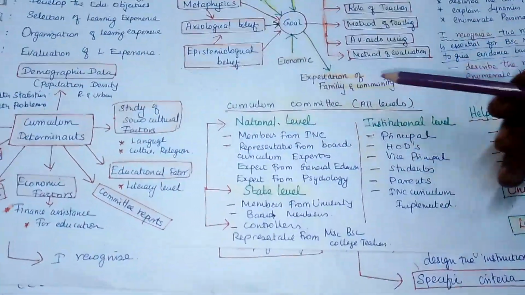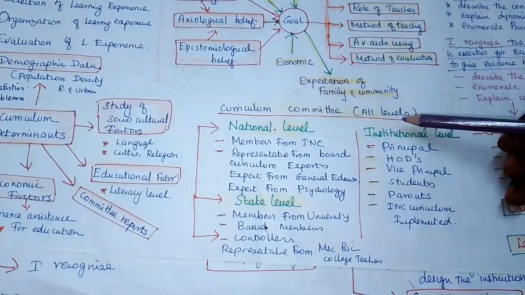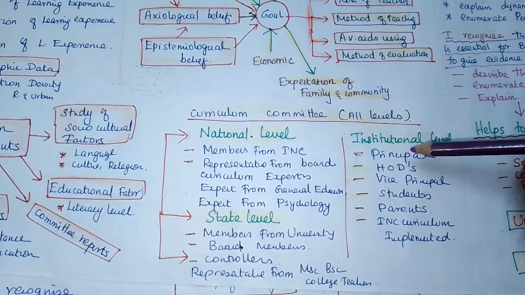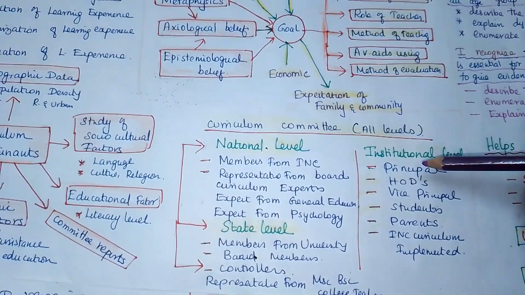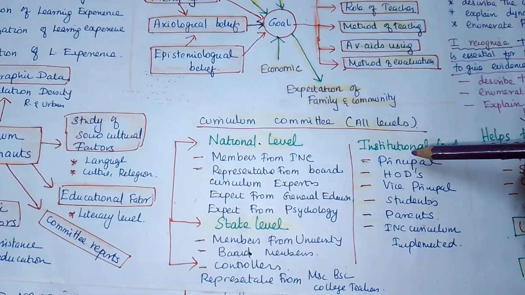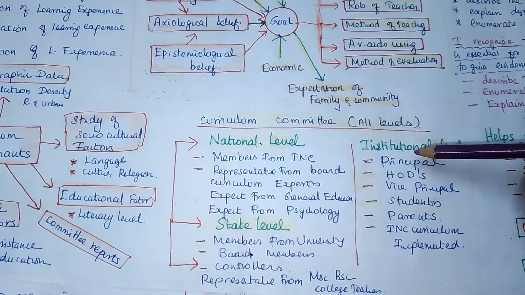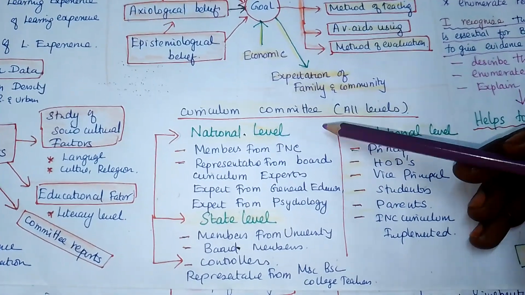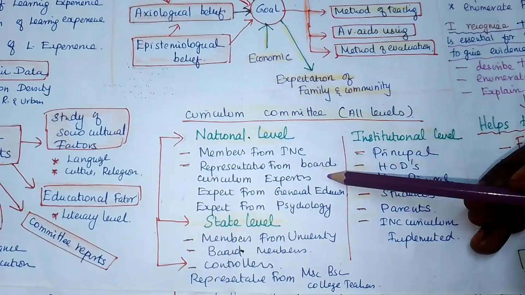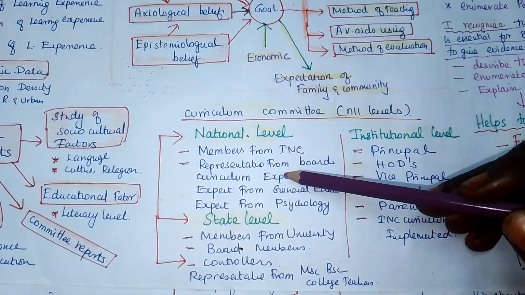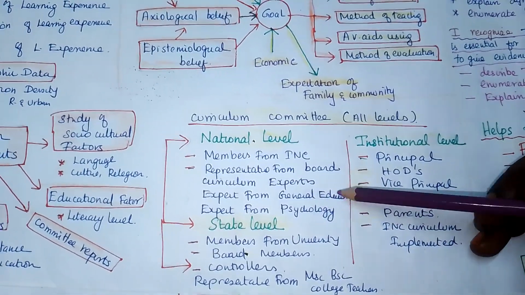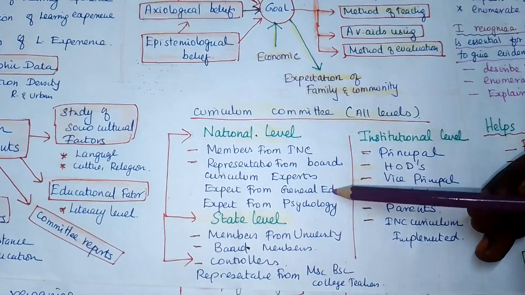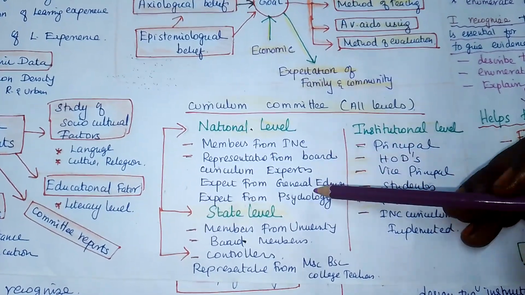Either you and me can develop a curriculum, or who can create the curriculum? So there is a curriculum committee. If you take our nursing, we have a different curriculum committee at various levels. The INC curriculum is followed throughout our nation, and various experts revise the curriculum, at minimum every 10 years. So the committee levels are national level, state level, and institutional level. At the national level, members are from the INC, Indian Nursing Council, representatives from the board, State Nursing Council, curriculum experts, then experts from general education and psychology. You can include some sociologists in the curriculum, to know what society thinks. This is the minimum requirement; you can add more people also.